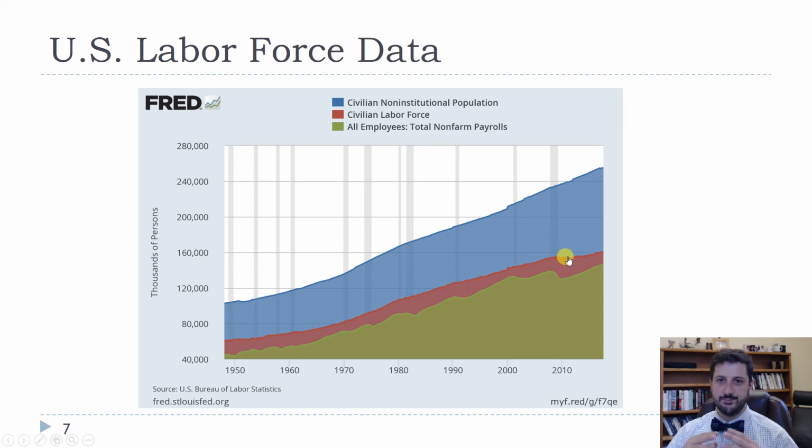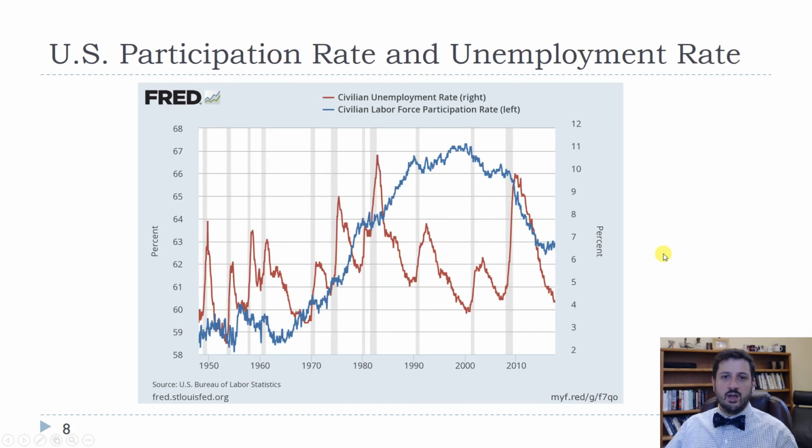And so the labor force participation rate, which is the red line divided by the blue line, has been falling since about the year 2000. And we're not completely sure why that is. If we look at the civilian labor force participation rate, which is the blue line but measured on the left axis, and the unemployment rate, we can see that there is some relationship between them.